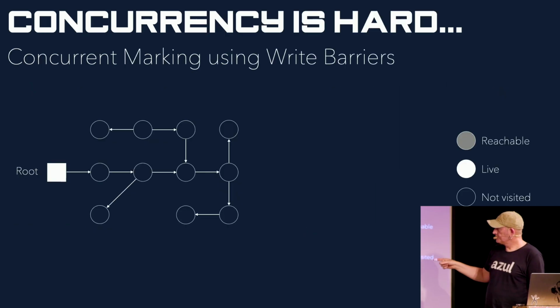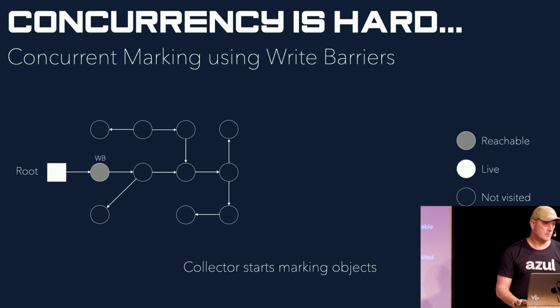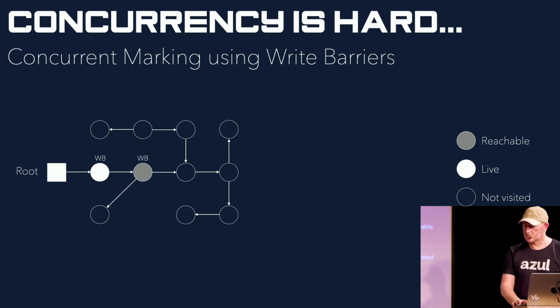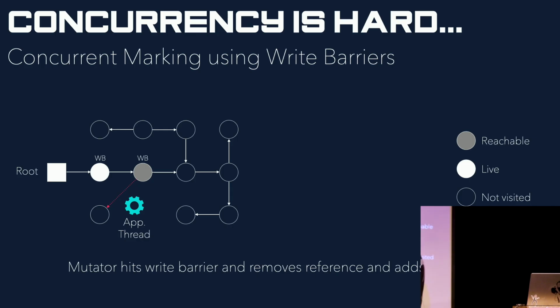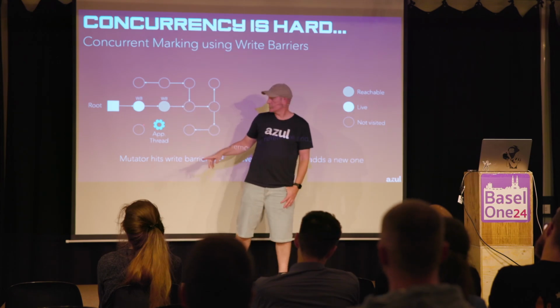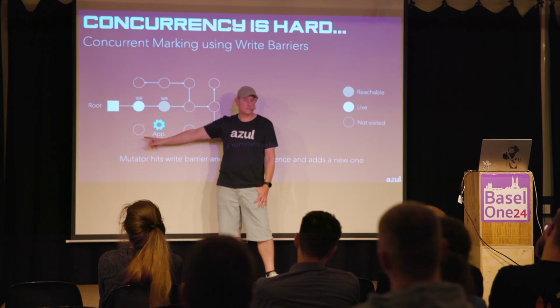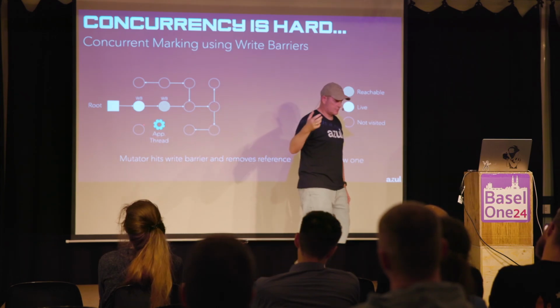Back to the example. Now we start again at the stack frame, but now we install a write barrier on each of these objects. And what happens now is when the application thread removes this reference, the code that will be executed in the write barrier is: every reference that was removed, mark this one as reachable. Right? This is the write barrier that we use here.